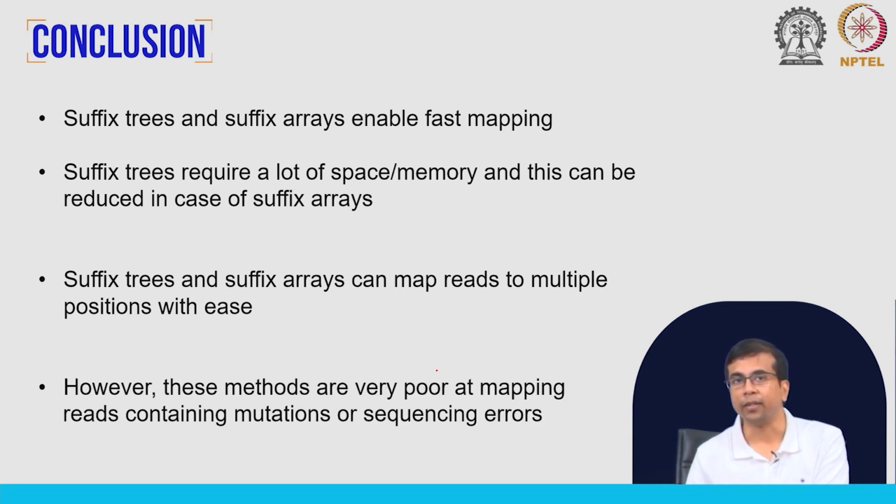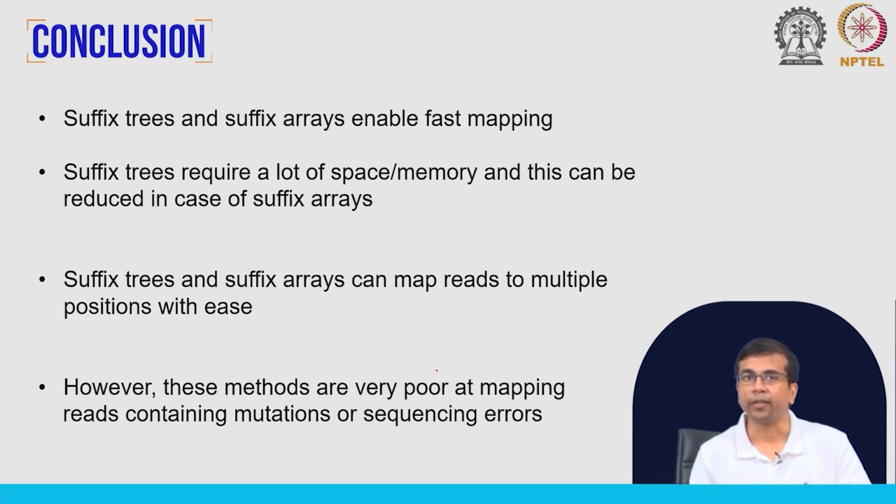But what we have seen is that these methods are very poor at mapping reads that contain mismatches. These mismatches could be generated because of mutations in the read or the sample that you are working with, or because of sequencing errors that happen during the sequencing process. So they cannot really handle this kind of read, they cannot map those reads. But of course, we have also talked about some alternatives, where we can come up with certain methods that can allow this kind of mapping.